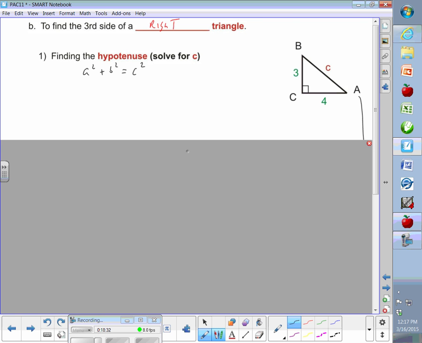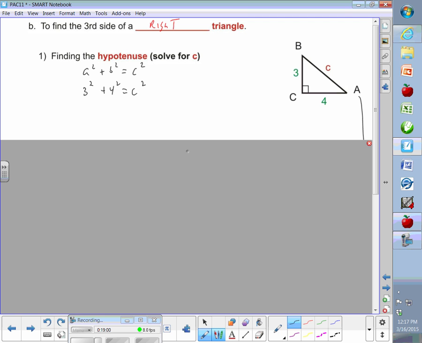Okay, in this one, again, the hypotenuse is the C. So we're going to put in 3 for the A. Hey, if you want to make the A 4, that's okay. I'm going to put in 4 for the B. But again, if you want to switch them, it really does not matter. And then C is still C. Do you agree? So we have 3 squared plus 4 squared equals C squared.